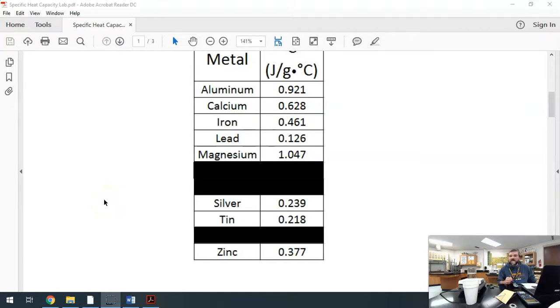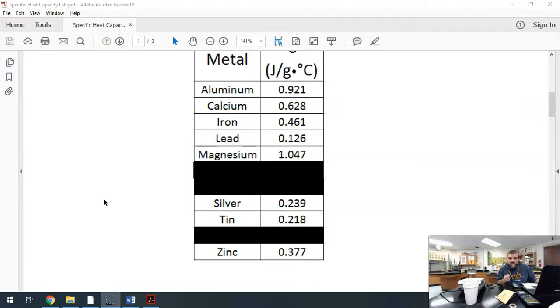Again, what do you need? Turn in a piece of loose leaf paper or a separate piece of paper with the math. I need 8 Q equals MC delta T equations, 4 for the water, 1 for the water in each trial, which is 4, 1 for the metal in each trial, which is 4, so 8 total. I need the specific heat capacities of the metal, because that's the end goal, right? 4 specific heat capacities of metal.